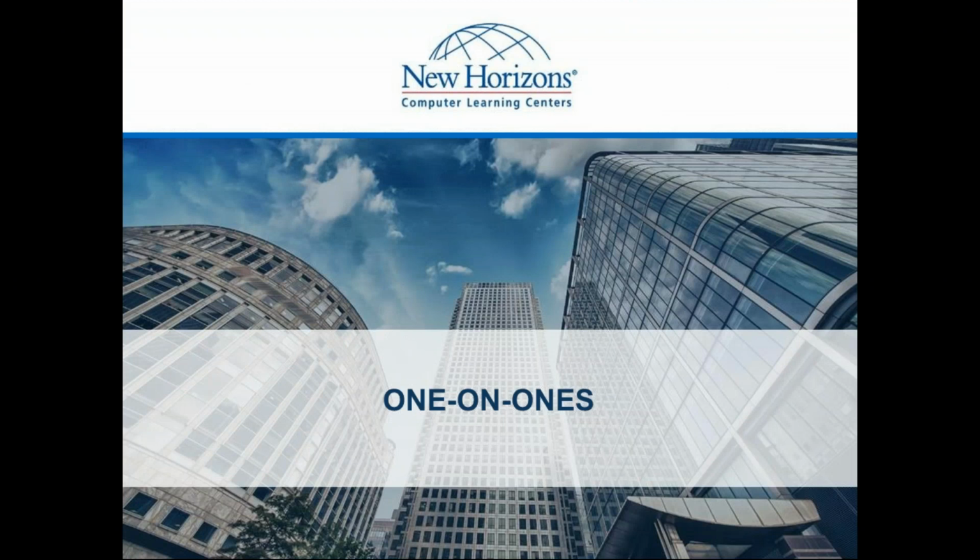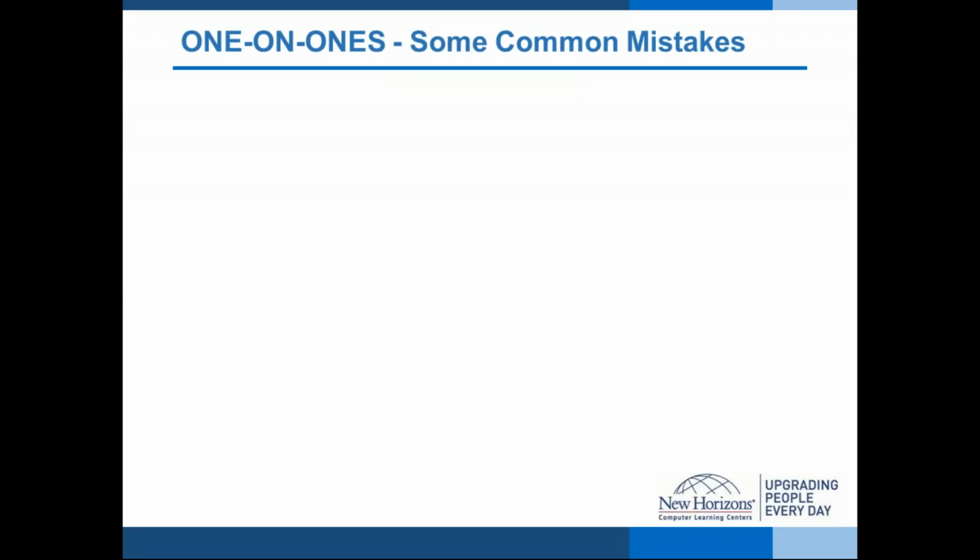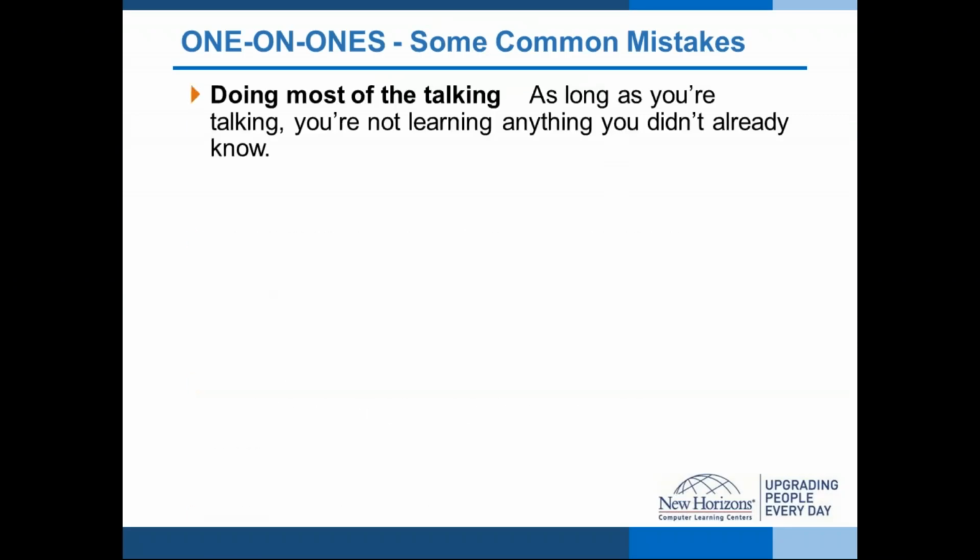Let's talk a little bit about one-on-ones, one-on-one meetings, and the conversations to have in one-on-ones. And we'll talk about some common mistakes that people make. First of all, do you do most of the talking in your one-on-ones? And if you do, as long as you're talking, you're not learning anything you didn't already know. So what you want to do is make sure that you're leaving room for the other person to do the talking. Be very conscious of how much talking you are doing.